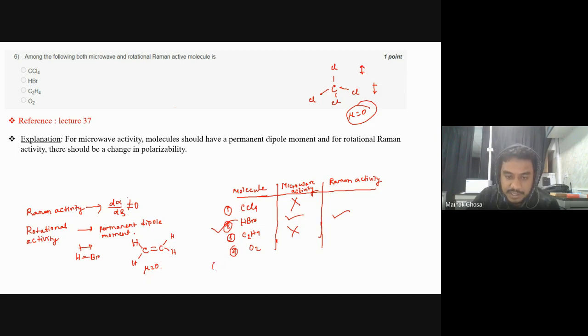Now for oxygen, a homonuclear diatomic molecule, you know this will be Raman active. But for rotational activity, it will not show any rotational activity because it will not follow the condition, since mu is equal to 0. Since mu is equal to 0, your rotational activity will also not be there. So only one molecule among these has both rotational and Raman activity, that is HBr. So your answer will be HBr.